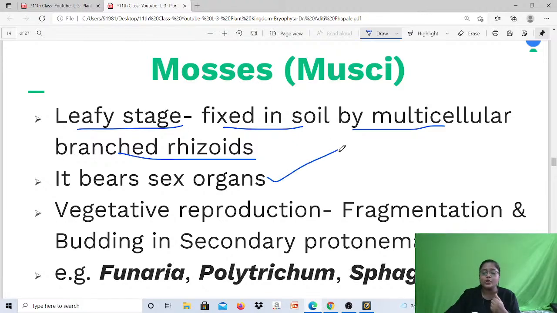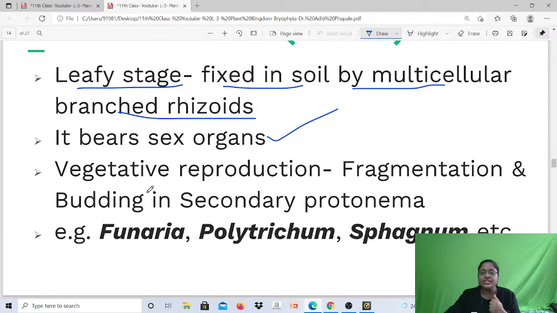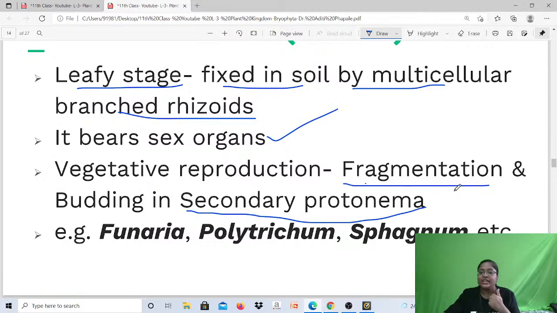Mosses also have sex organs. Then vegetative reproduction. Vegetative reproduction means they reproduce vegetatively. It is a form of asexual reproduction, right? And there are different methods of vegetative reproduction. One is fragmentation, then budding, and this fragmentation or budding is seen in the secondary protonema stage. Even this is important.